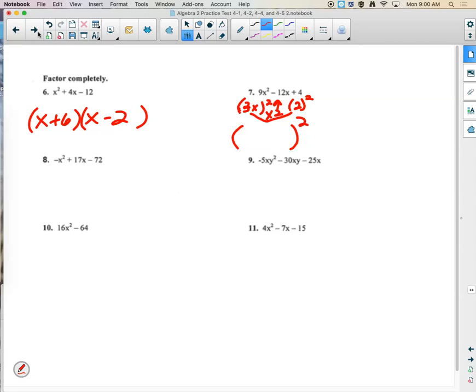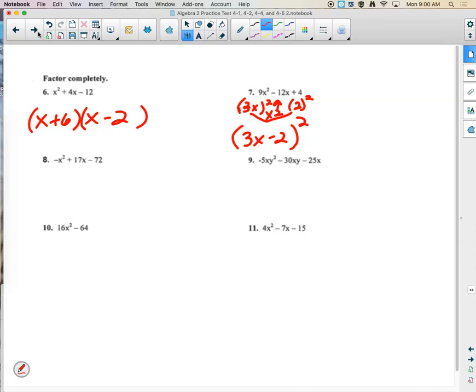Now when they say it, what's it? What goes in there? 3x minus 2. So 3x in front, 2 in back has to be a minus because the middle term has to be subtraction.